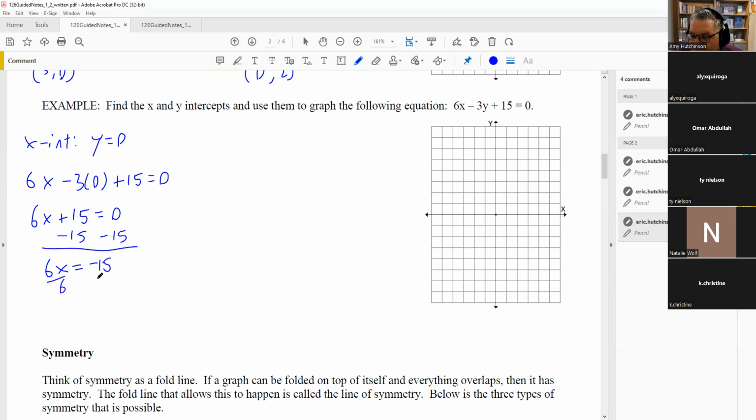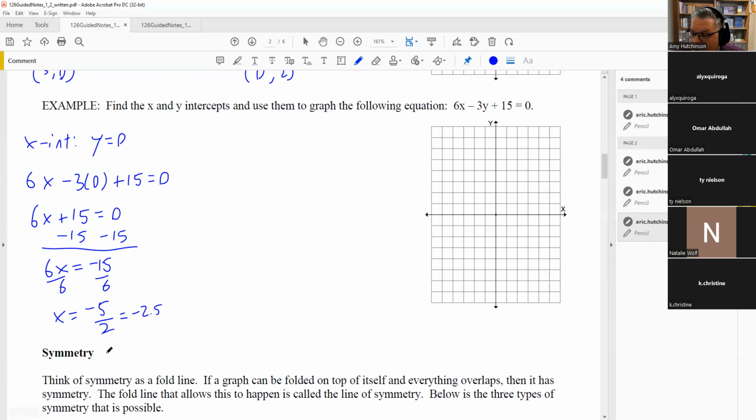Divide both sides by 6. We are going to get a fraction here. That doesn't go in evenly, but we can reduce the fraction. We can divide both of these by 3. Negative 15 divided by 3 is negative 5, and then 6 divided by 3 is 2. We get negative 5/2. Now, if you put that into a calculator, you're going to get negative 2.5.